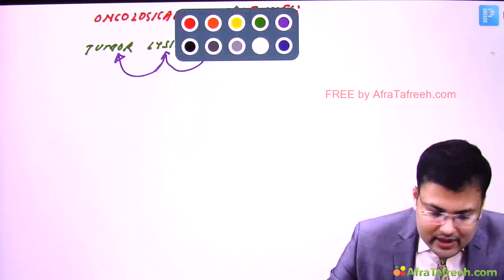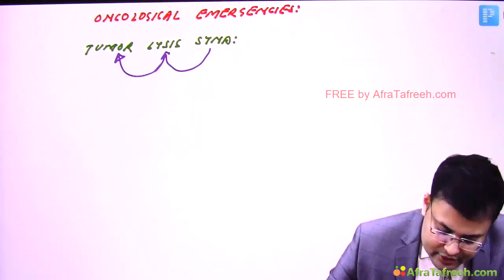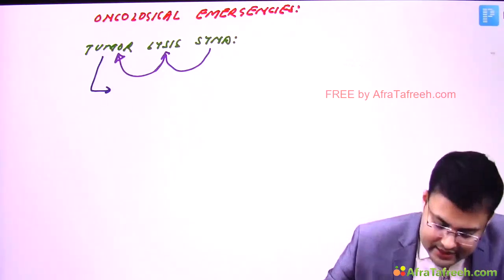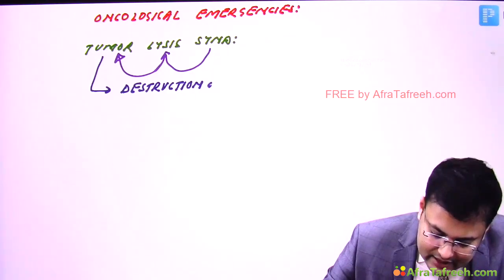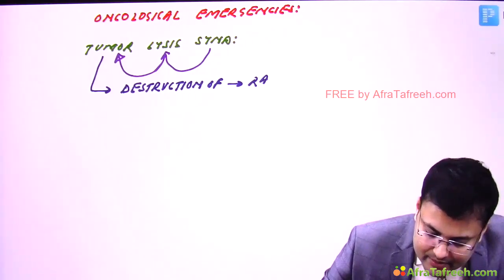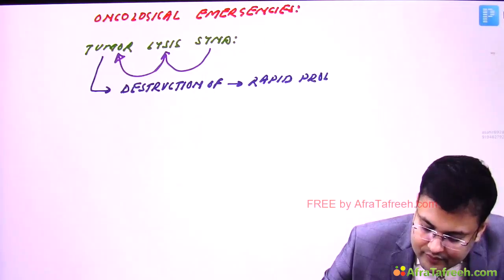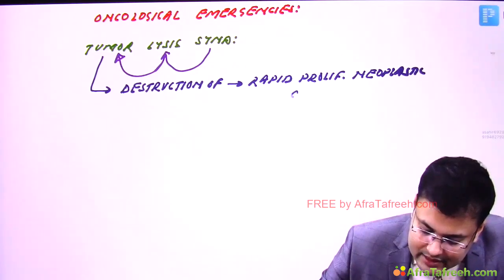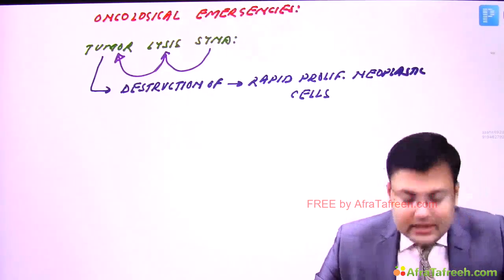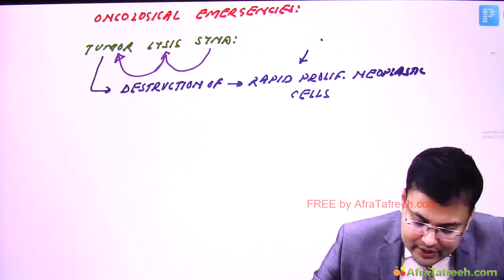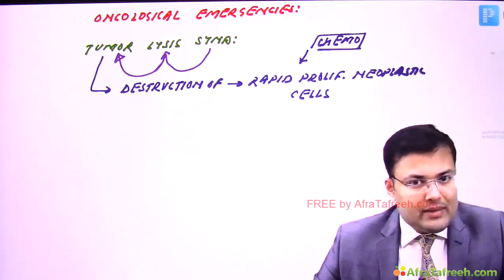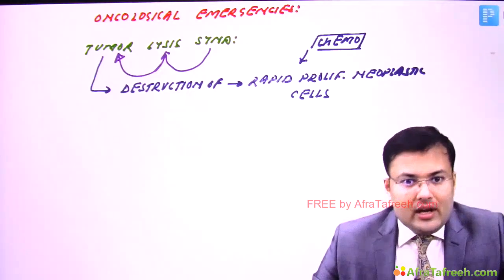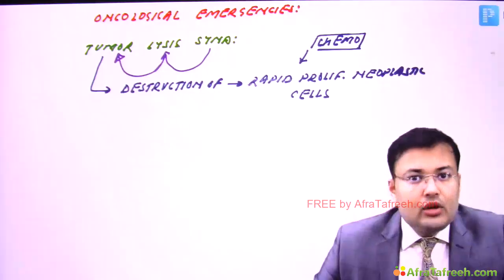So what's the problem here? It is the syndrome caused by lysis of tumor cells, means it is caused by destruction of a large number of rapidly proliferating neoplastic cells. Clear? And generally why is there destruction of these cells? Because we gave chemotherapy. Especially the malignancies in which chemotherapy is the main treatment option, tumor lysis syndrome is generally associated with those malignancies.